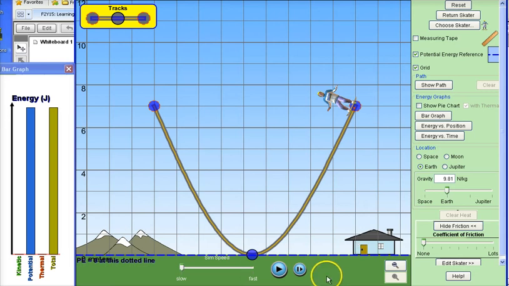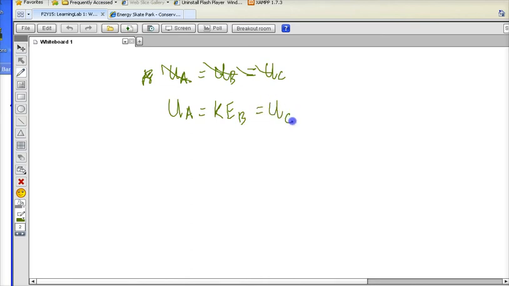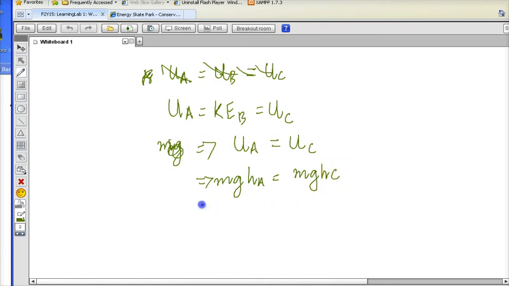Okay, so let's see if we can actually do the math on this. Here we go. So really potential energy, we'll call it UA equals UB, also UB equals UC. Okay, I'm sorry, my mistake. UA equals kinetic energy at B, and kinetic energy at B also equals potential energy at C. And therefore I can write from this equation that potential energy at A must equal potential energy at C, which means that mgHA must be equal to mgHC, which means that this cancels, and which means that HA must equal HC. Do we agree with this?